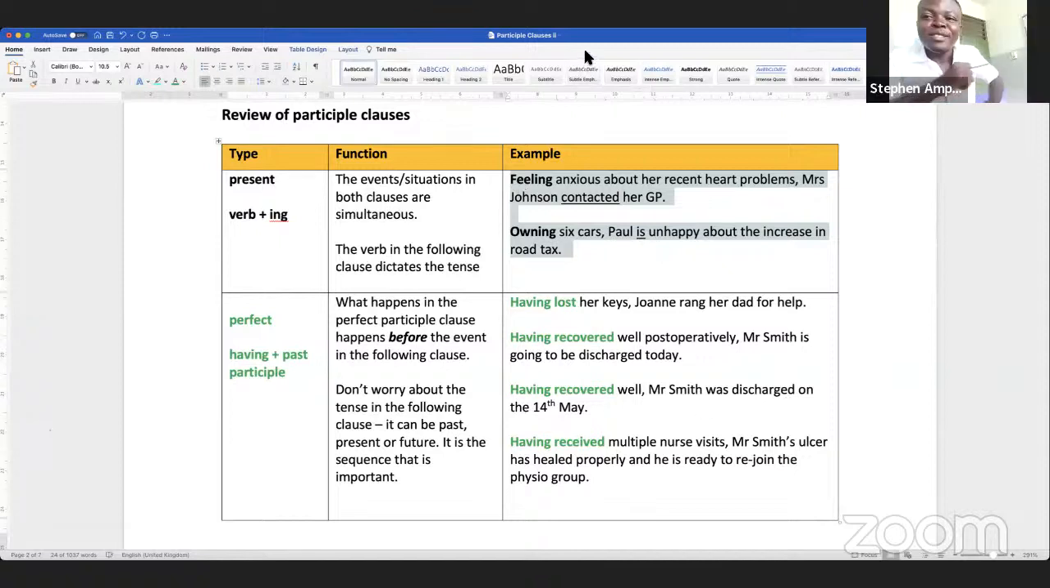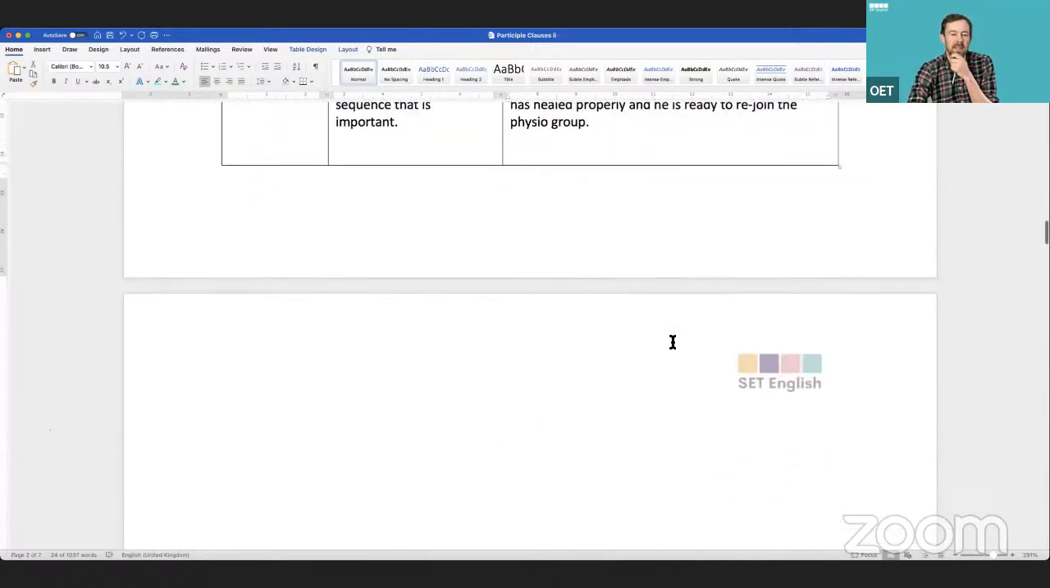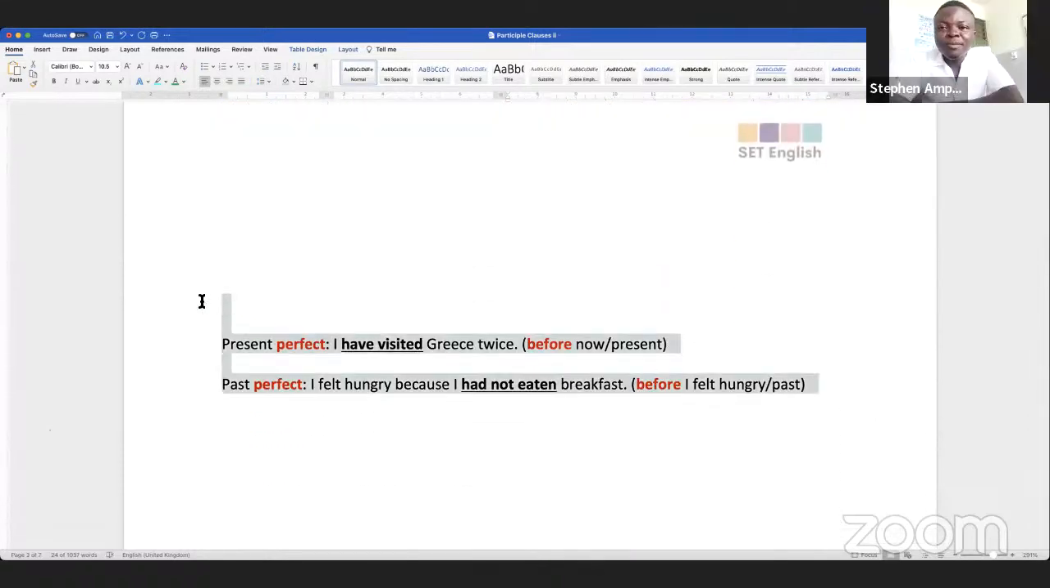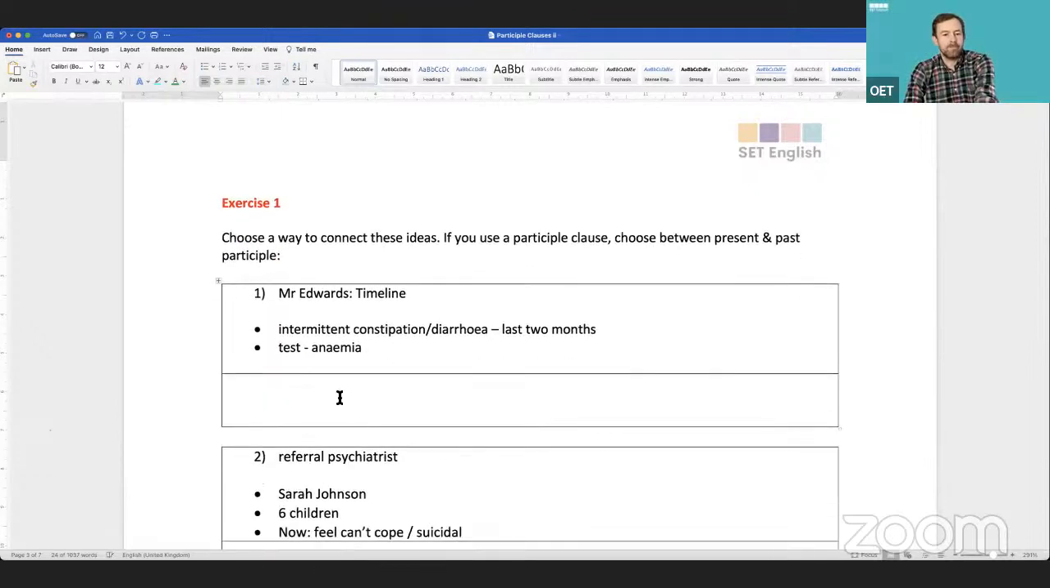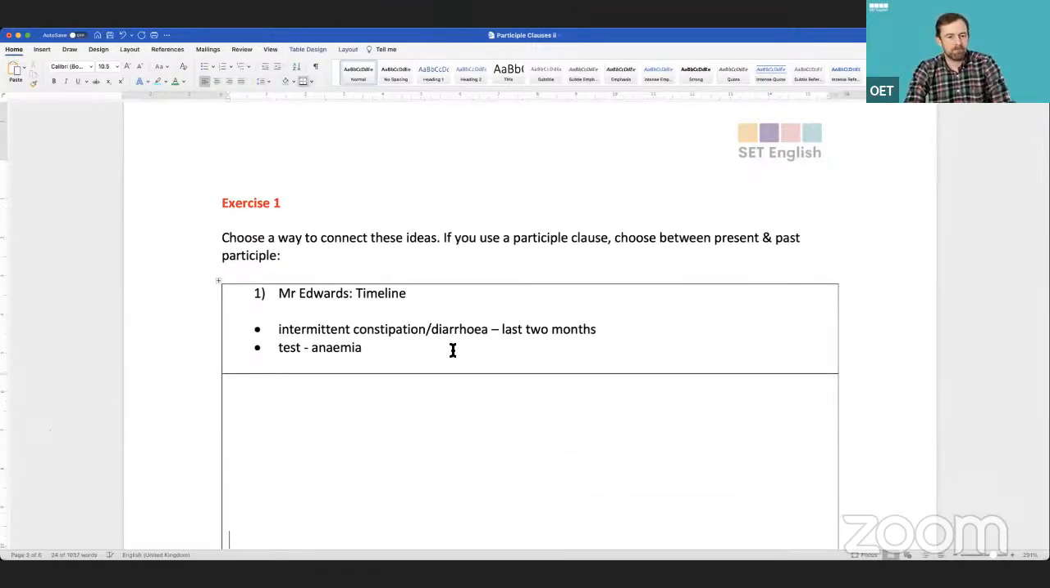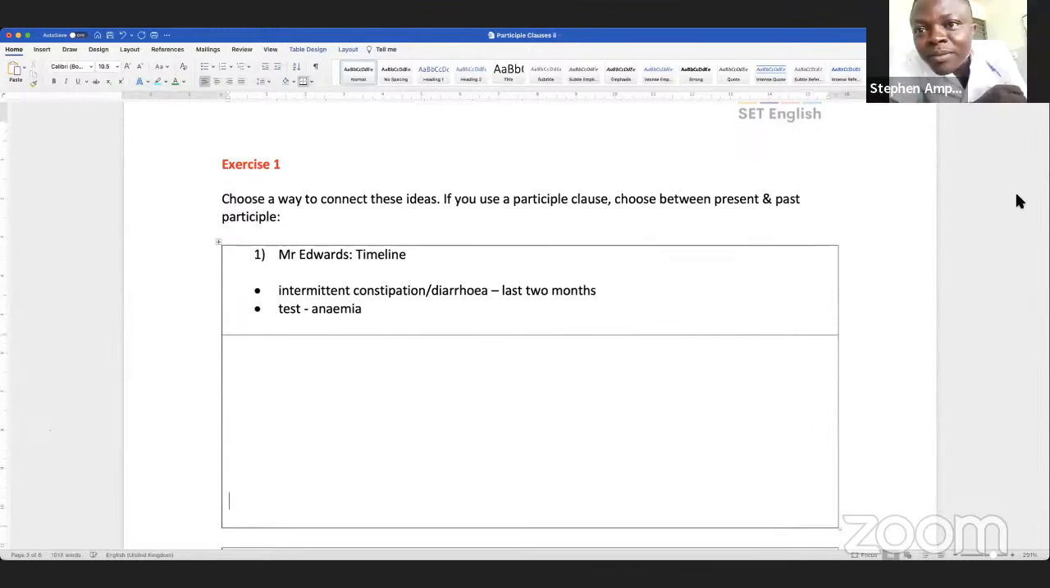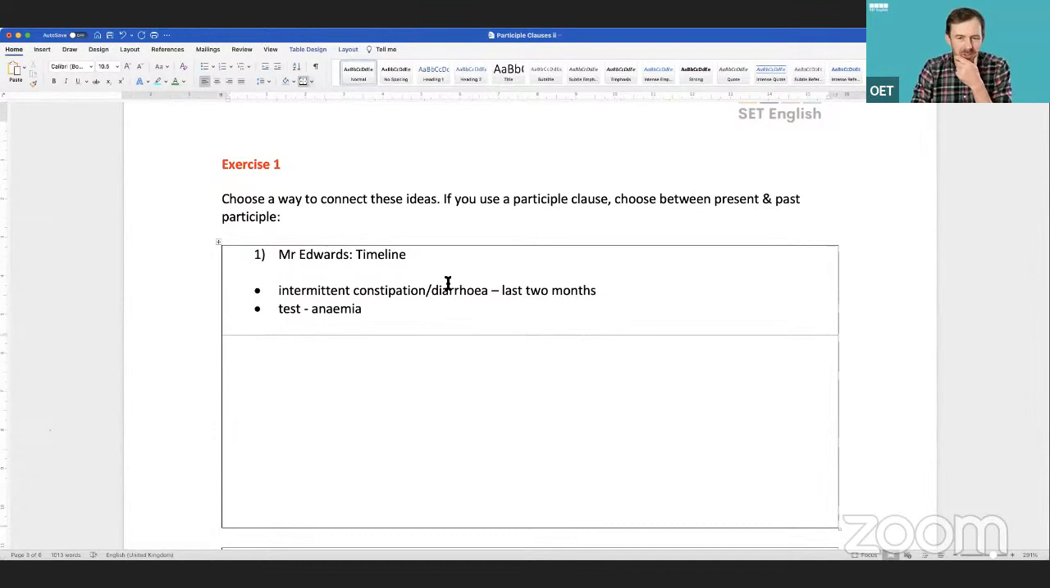So I think we should probably do an exercise. Let's do one together. So we'll take this away. Let's have a look at this one. We'll do this one together. So, Mr. Edwards, this is a timeline paragraph, guys. Okay, timeline paragraph. Intermittent constipation, diarrhea, last 2 months. When you see last 2 months, what tense do you immediately think?